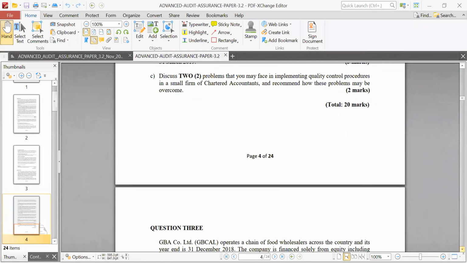Anyway, let's look at C. C, discuss 2 problems that you may face in implementing quality control procedures in a small firm of chartered accountants and recommend how these problems may be overcome. 2 marks. So these are 2 problems you may face in implementing quality control procedures. Does anyone have any clue?